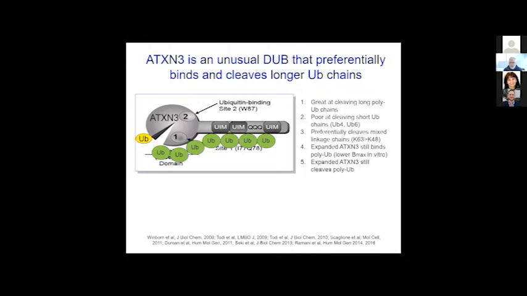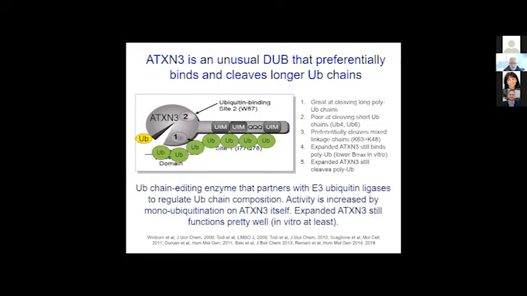Expanded ataxin 3 in a test tube still does a pretty good job of binding polyubiquitin, and expanded ataxin 3 in a test tube, again, still does a pretty good job of cleaving polyubiquitin. We don't know nearly enough about this protein in the actual physiological state of a cell. And that needs to be addressed now, and we're trying to get at that ourselves.